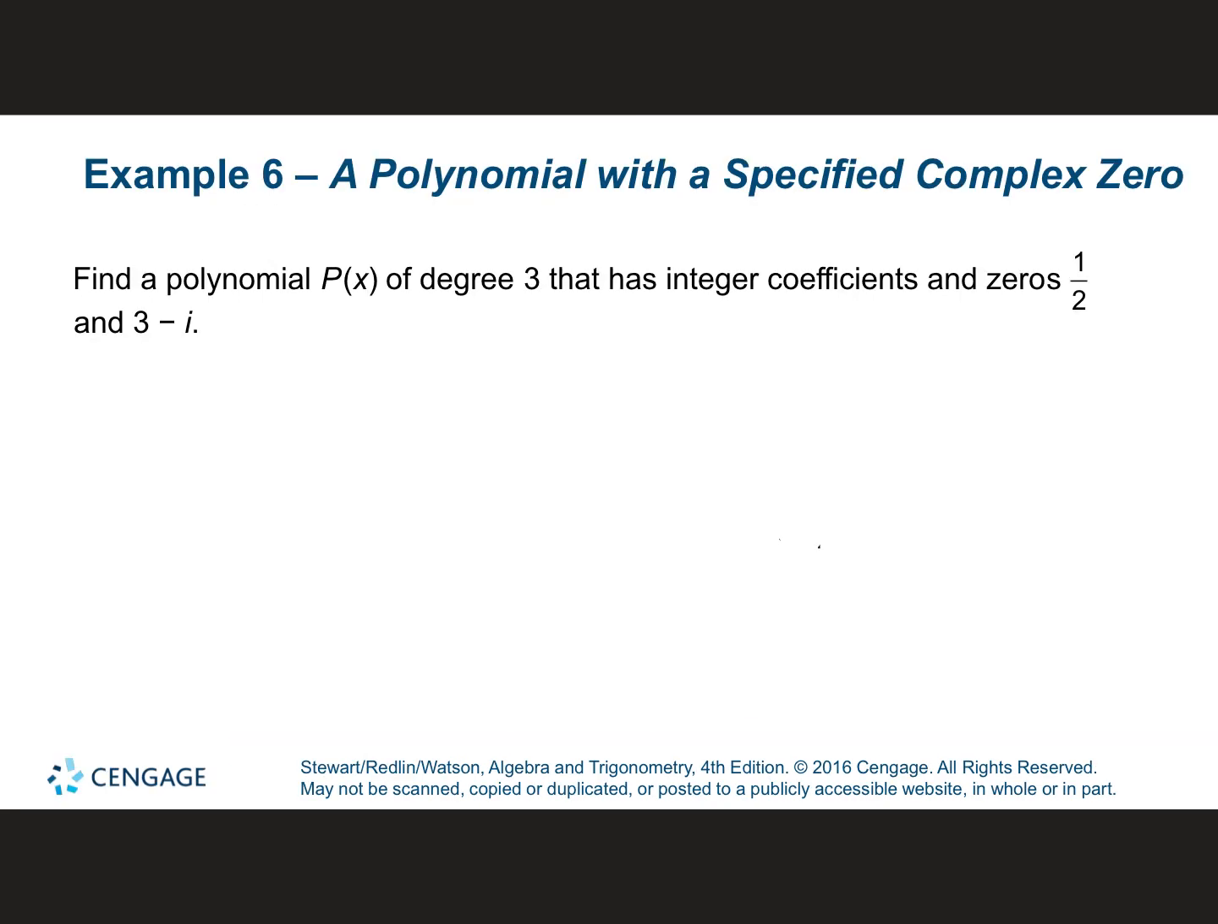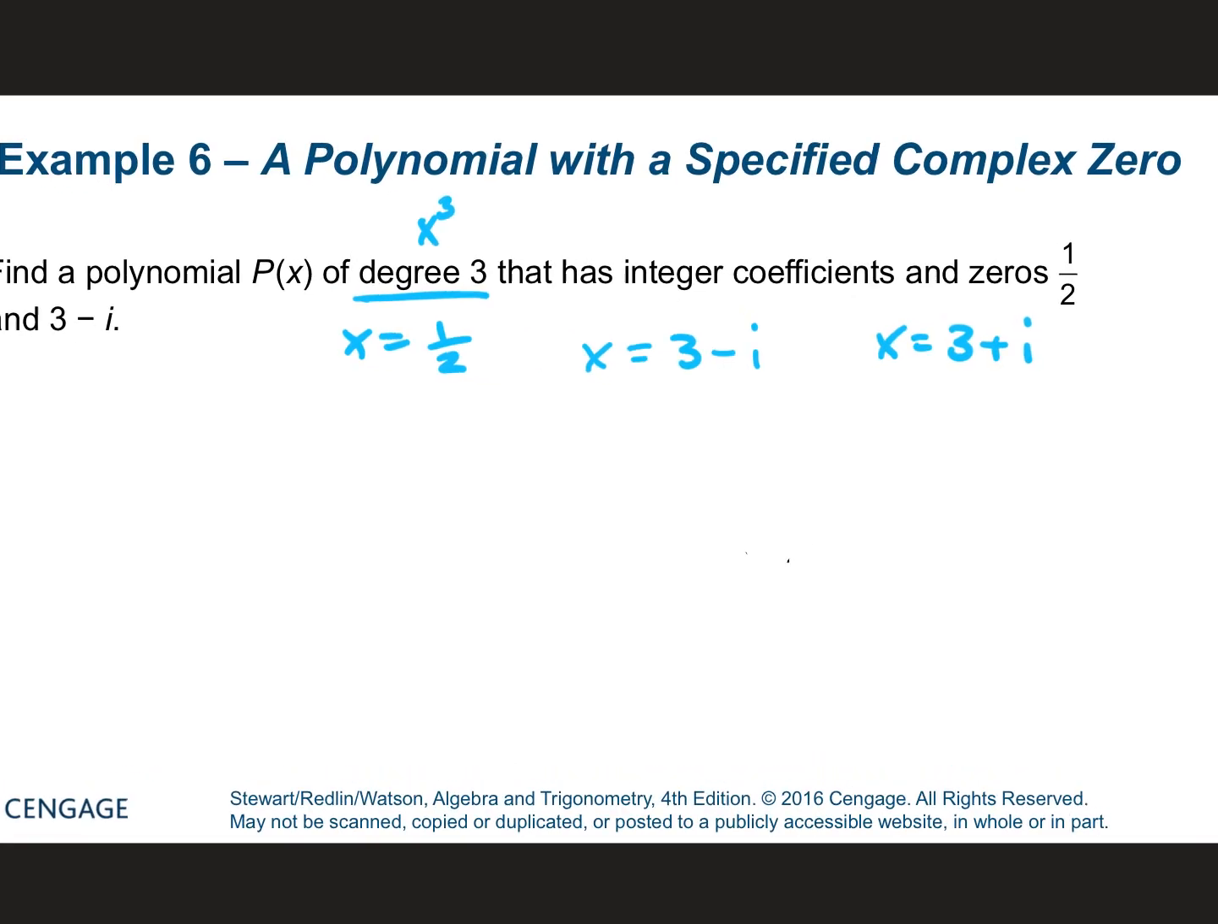So let's do example 6. We're going to find a polynomial of degree 3. So it tells us that our degree is 3. That means our highest degree is going to be x to the 3rd power. So we know we have 3 zeros. One of them is 1/2. The other one is 3 minus i. So I have x is equal to 1/2. x is equal to 3 minus i. And what else? 3 plus i. Perfect. What would I do next?